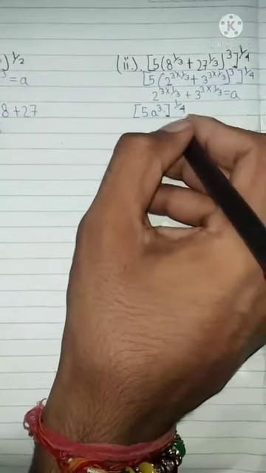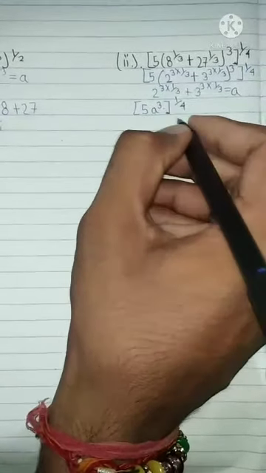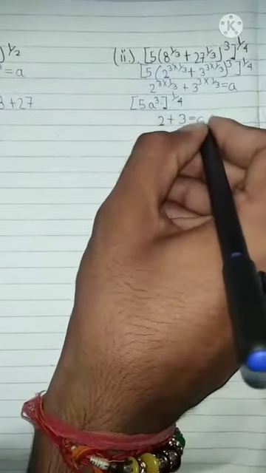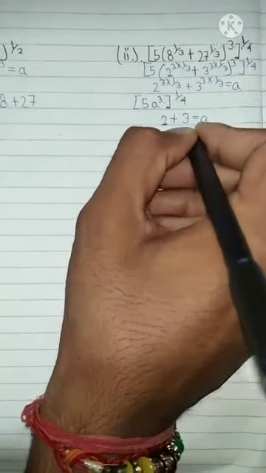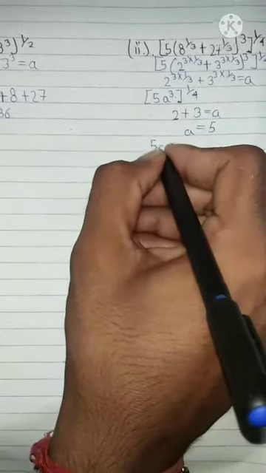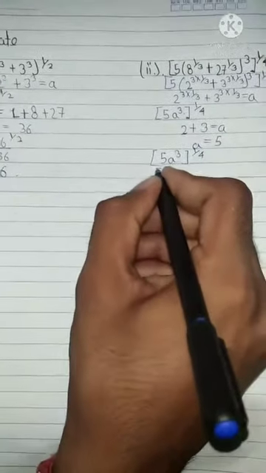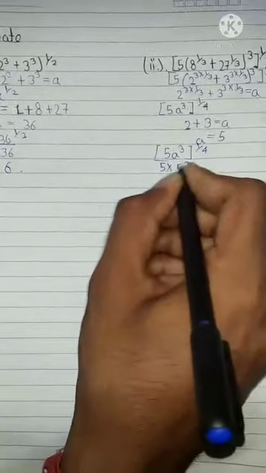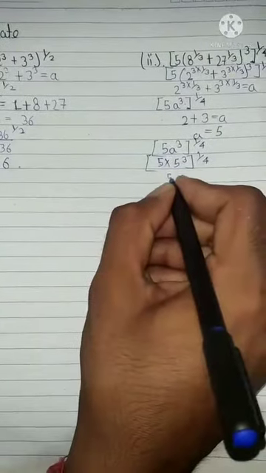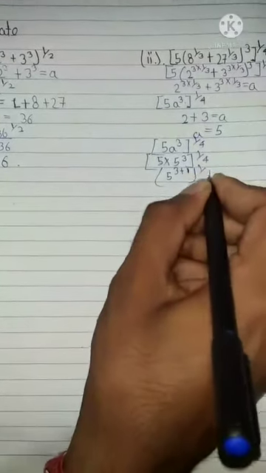So first we find the value of a. When you simplify, this 3 cuts this 3 and it becomes 2, and this 3 cuts this 3 and it becomes 3. So a equals 5. Putting the value of a in the equation, 5 a cube to the power 1 by 4 equals 5 into 5 cube to the power 1 by 4. When you multiply, it becomes 5 to the power 3 plus 1, whole to the power 1 by 4.